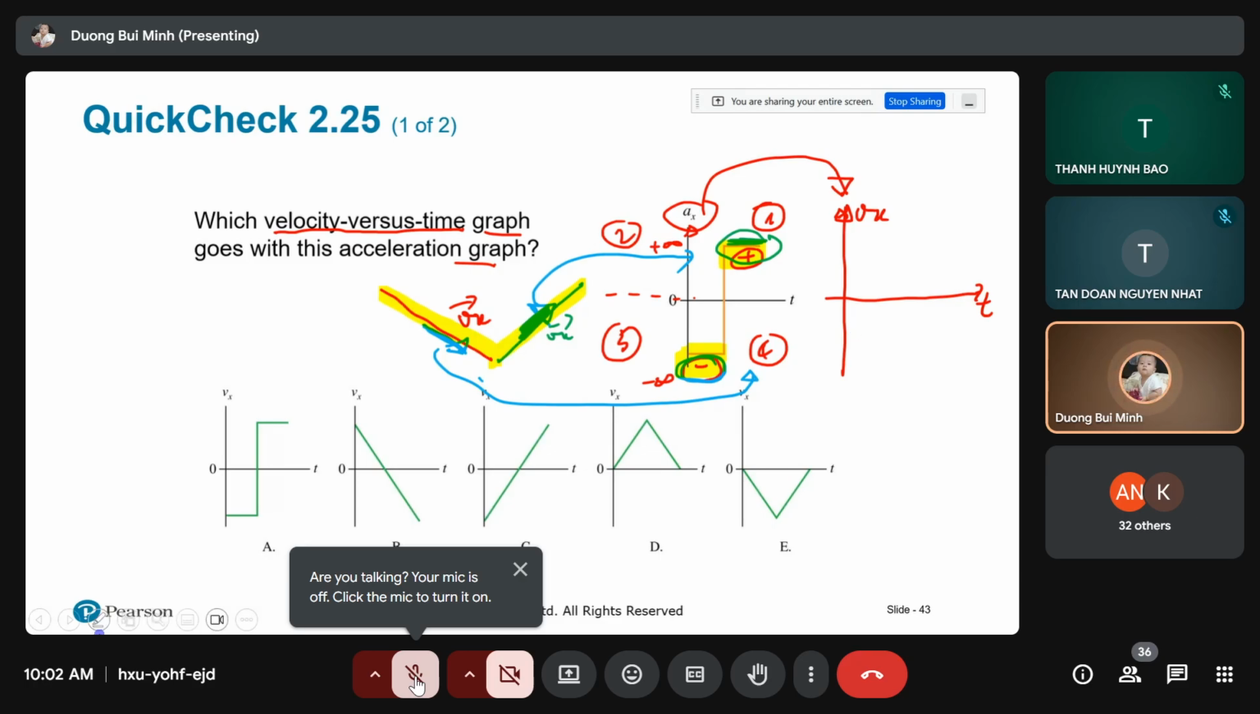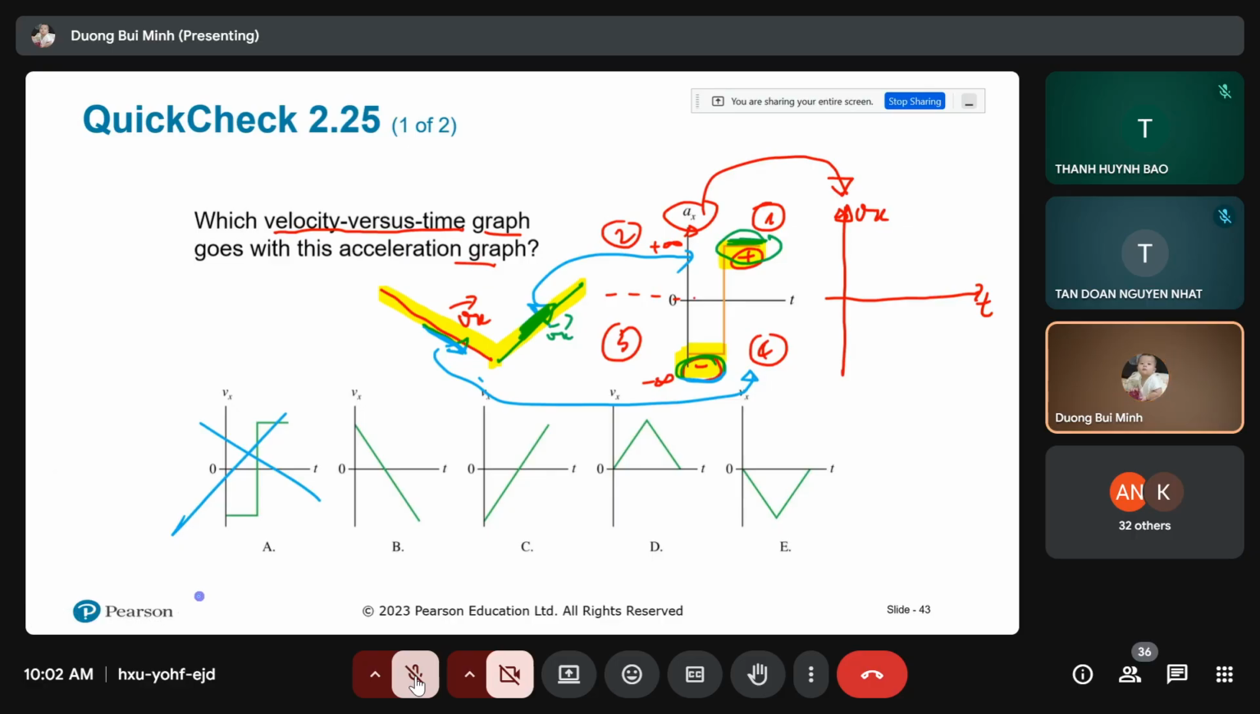Okay, and now you can check the answers. Oh, stupid, right? Oh, stupid too. It is stupid. Okay, now we need to carefully consider this one and this one. You know, this one is upward. This one is downward. I mean the peak of the triangle.